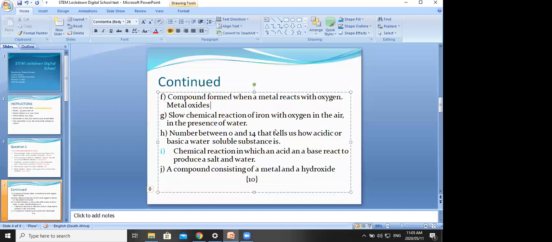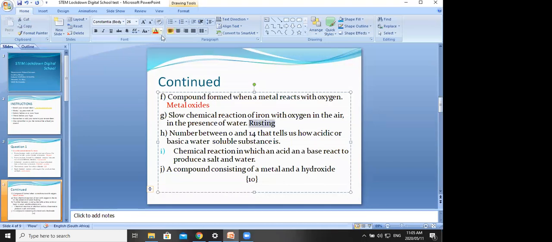Slow chemical reaction of iron with oxygen in the air in the presence of water. What is it called? Anybody? Rust. Yes, it says rusting. It's rusting. We say it's rusting.